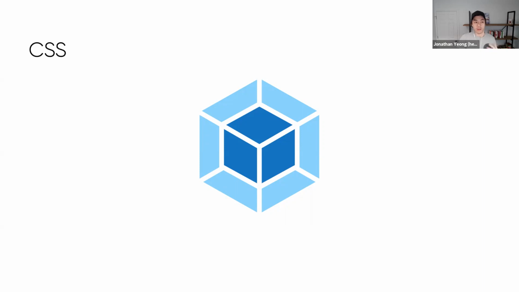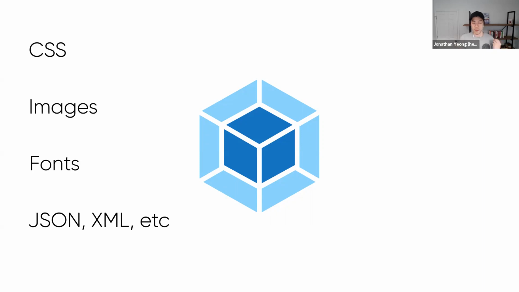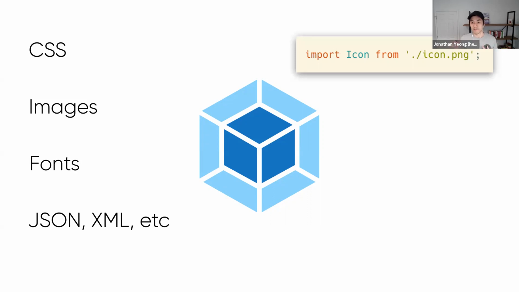So Webpack will handle CSS, images, fonts, and JSON, XML, data types like that. This is pretty similar to how other module bundlers work as well. Seems to be a general trend. The whole reason we want to be able to ingest these types of files is so we can use them in our JavaScript files. And we would use them using these import statements that you've probably seen before if you use React or any of those kind of front-end frameworks.